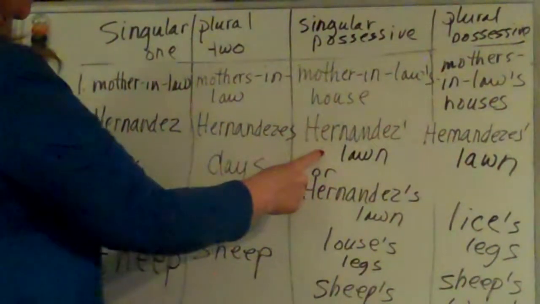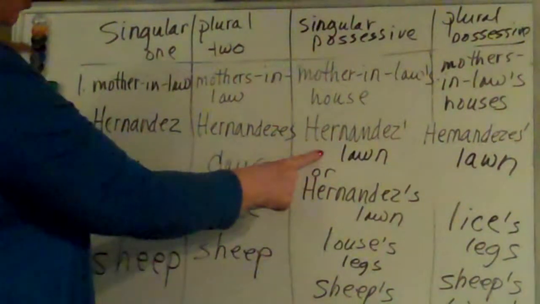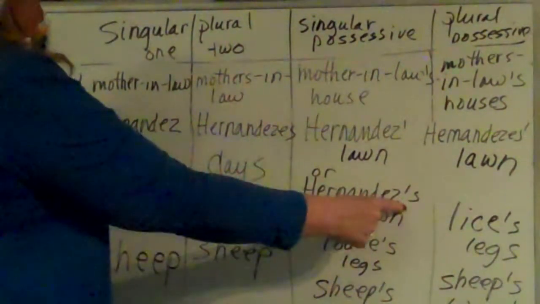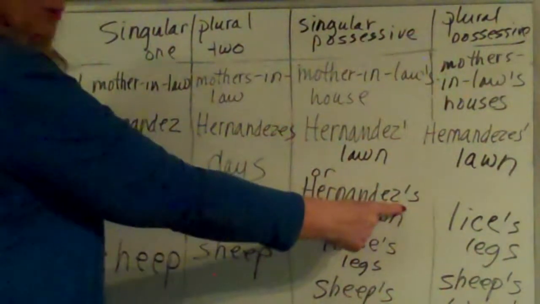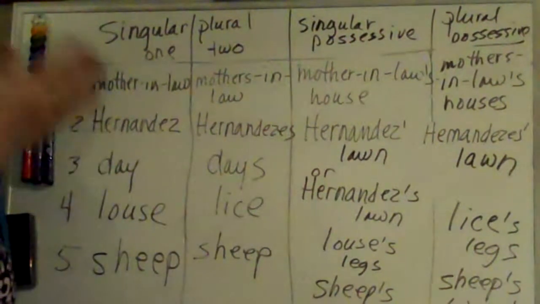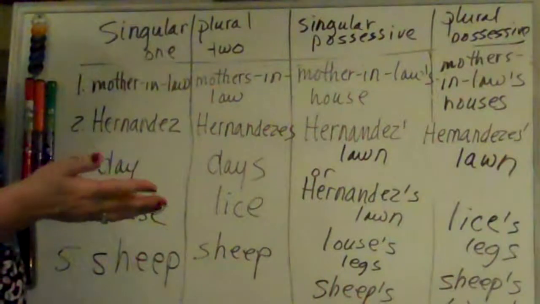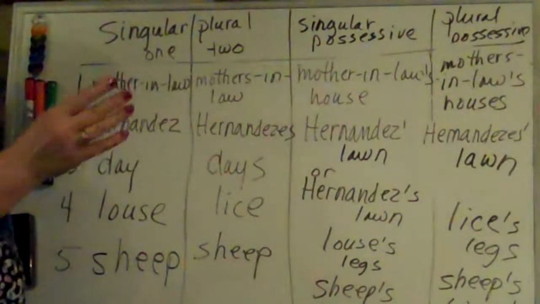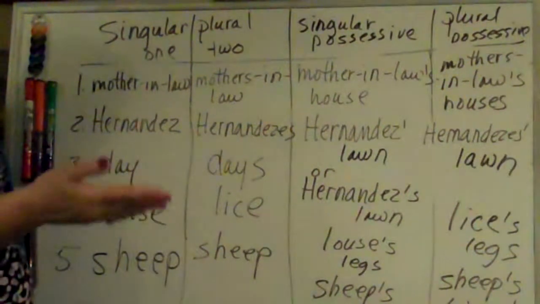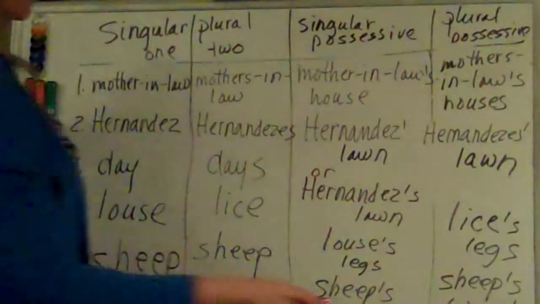This would be like Mr. Hernandez lawn or Mr. Hernandez's lawn. You notice I added that extra syllable. Remember, either one of these are correct. Anytime you have a name that ends in S or Z sound, you can shorten it when it's two syllables or more when you're making the possessive form. Okay, and it has to do with pronunciation.